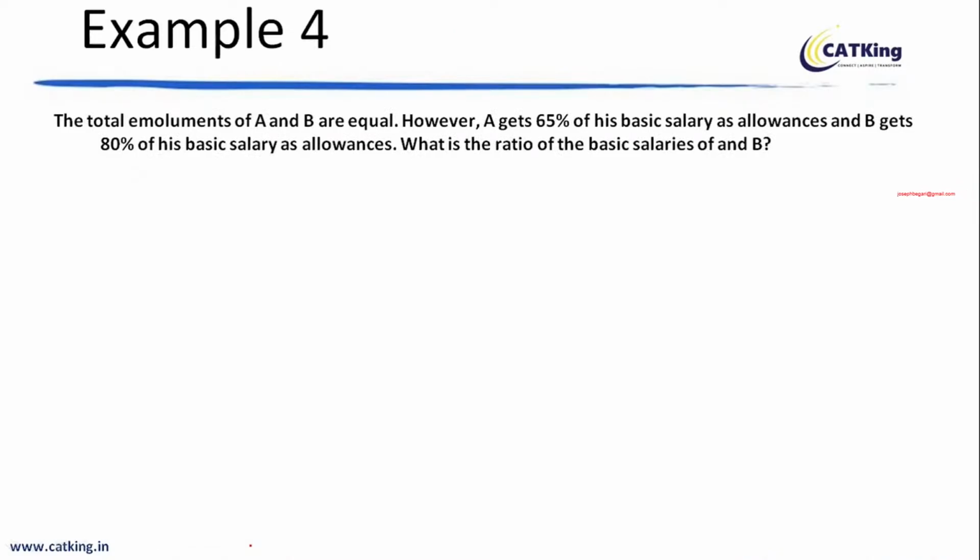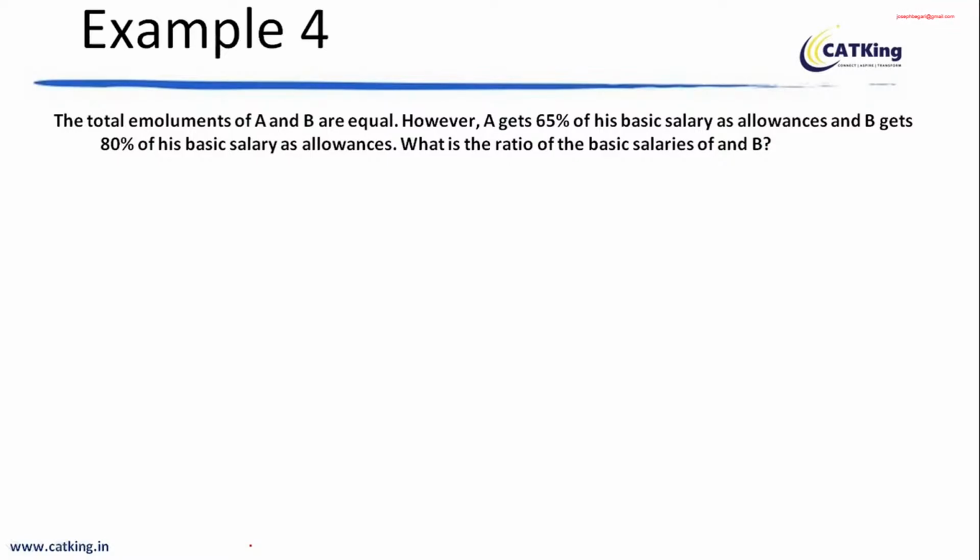Example 4. The total emoluments of A and B are equal. Okay, what is emoluments? Emoluments is the total amount that you receive from your office. It includes your allowances, it includes your salary, it includes your other expenses that the office pays for you. So the total emoluments for A and B are equal. So basically, end of the day, whatever A receives is the same amount B receives, irrespective of their division. मतलब salary में इतना, allowance में इतना, irrespective of that, total उनको जो office से मिल रहा है is going to be the same.